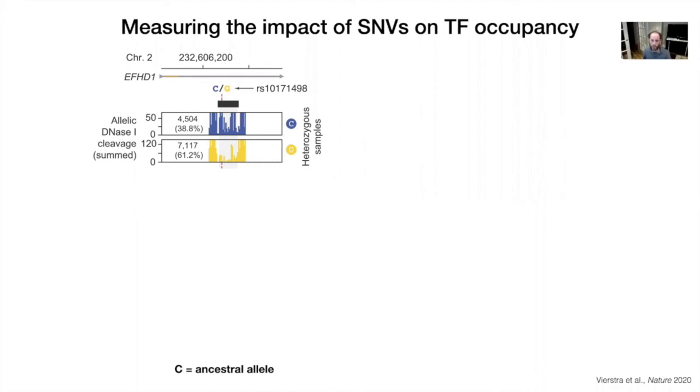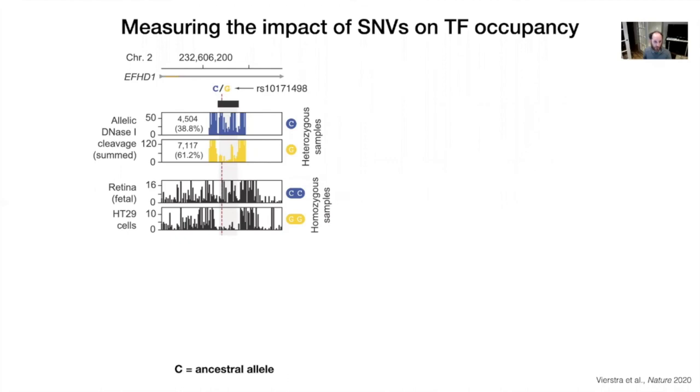As an example, I'm showing you a variant within a DHS identified within the intron of the gene EGHD1. Here the variant is a C to a G. Allelic resolution of the DNase I cleavages in heterozygous individuals reveals that the C allele results in no footprint, whereas the G allele results in a strong footprint. We can confirm this in homozygous individuals by looking at individuals that contain either the C or the G. And you can see here that in these particular cell lines, in retina and HT29 cells, the C allele also has no footprint, while the G allele contains a strong footprint.